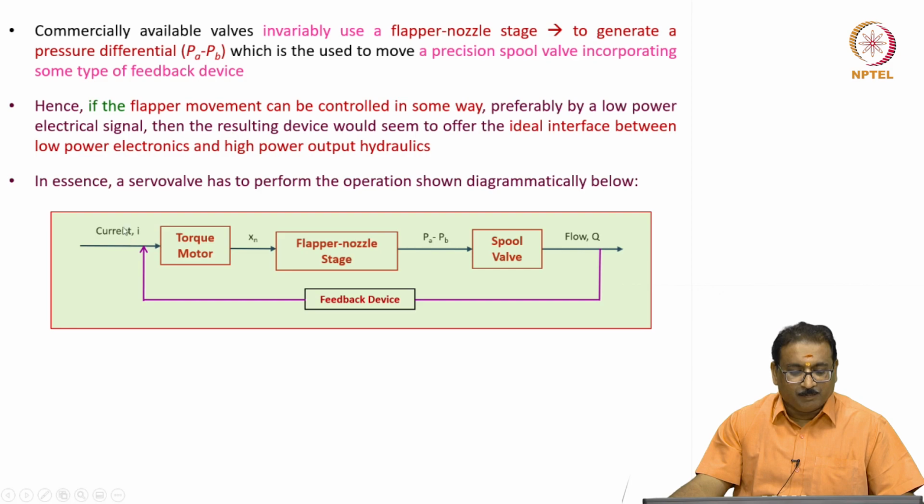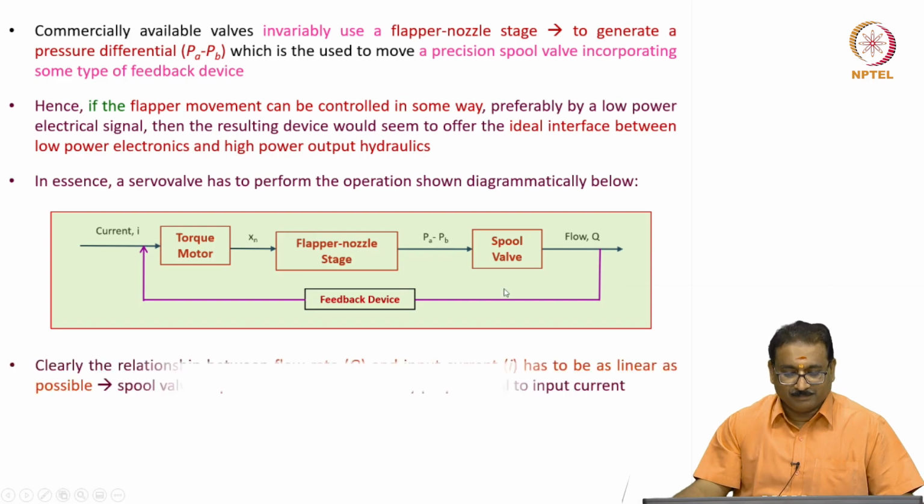Here you will see the current input to the torque motor, which will deflect the Clapper. When the Clapper moves, it will result in the differential pressure across the spool valve. Then the spool valve will move. As the spool valve moves, flow takes place. Then you take the mechanical feedback and feed it back here. This is similar to the previous one I have shown. Here I am showing you the Clapper nozzle valve. If you replace this with a jet pipe stage, then it is a jet pipe servo valve. Other things are the same. There also the torque motor is there, everything is there.